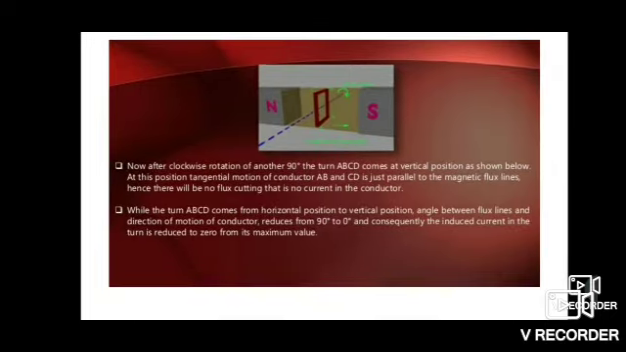Now see the diagram. After clockwise rotation of another 90 degree, the turn ABCD comes to the vertical position as shown below. At this position, the tangential motion of conductors AB and CD is just parallel to the magnetic flux lines. Hence, there will be no flux cutting, and there is no current in the conductor. While the turn ABCD moves from horizontal position to vertical position, the angle between the flux lines and direction of motion of the conductor reduces from 90 degree to 0 degree, and consequently the induced current in the turn is reduced to 0 from its maximum value.